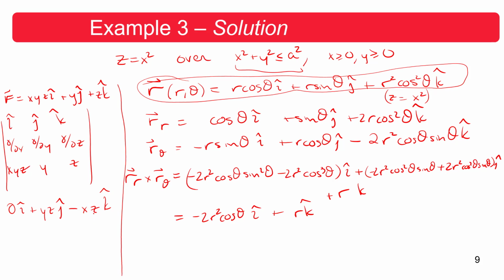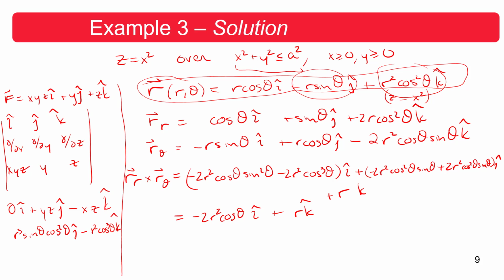Now, when we substitute our x, y, and z, we get that this is equal to 0i, and then we have y times z, that's r cubed sine theta cosine squared theta, j, minus x times z, which is r squared cosine cubed theta.